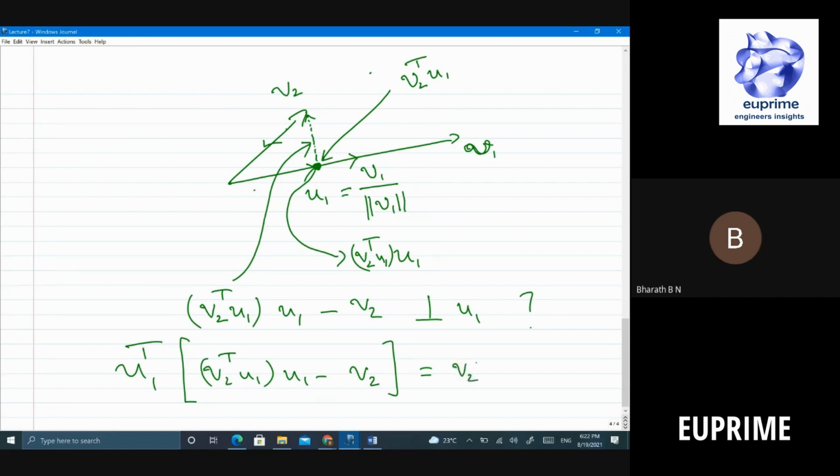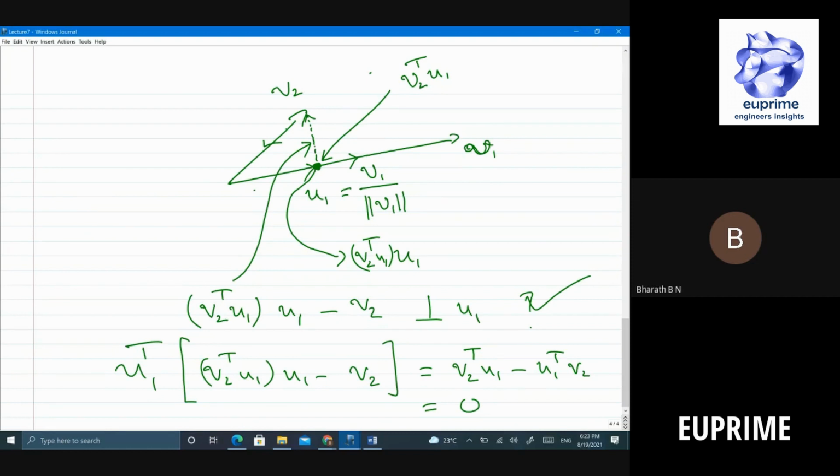1, because it's a unit vector, right? So the first term will be v2 transpose u1 minus u1 transpose v2, but u1 transpose v2 is the same as v2 transpose u1, so this is 0. So it's orthogonal, right? This is correct. So I get an orthogonal vector. Is that done? I got an orthogonal basis now.